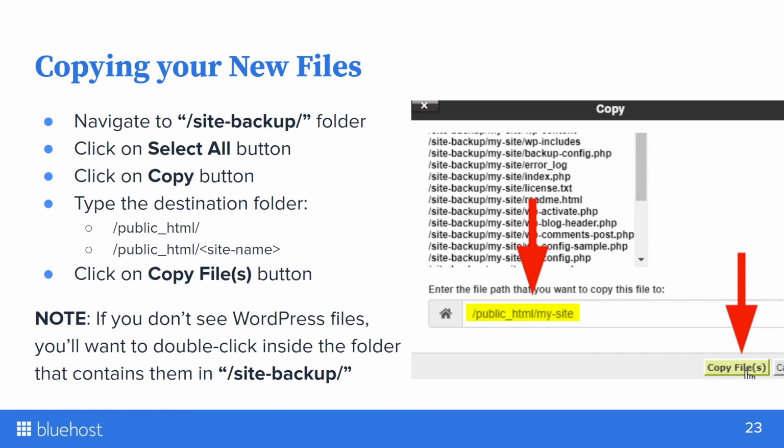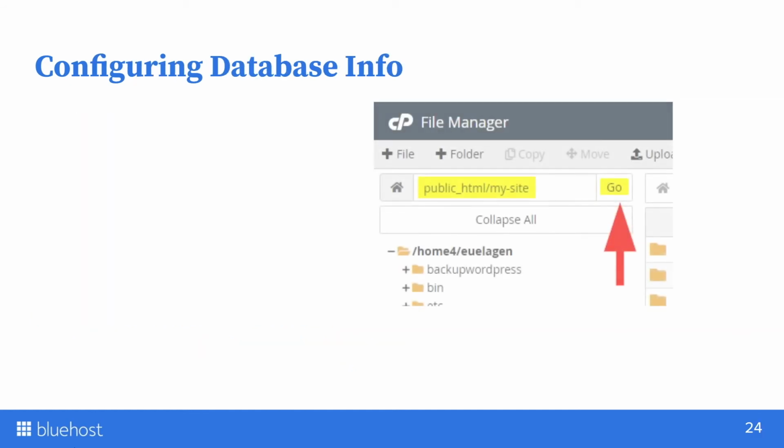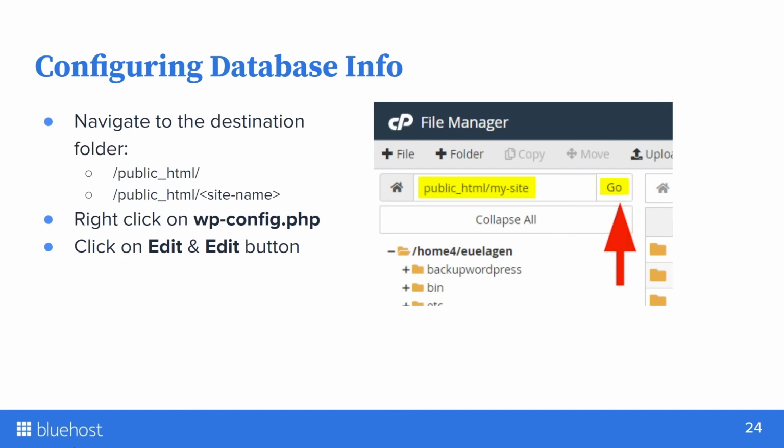So now that we've made the copy of all these files and folders, we can move on to configuring the database. If you remember the database that we created at the beginning, this is where we're going to use that information. So we're going to navigate to the destination folder. If you've gotten a little bit more familiar with the file manager, then you might already be jamming. You might be double clicking and going in the right direction.